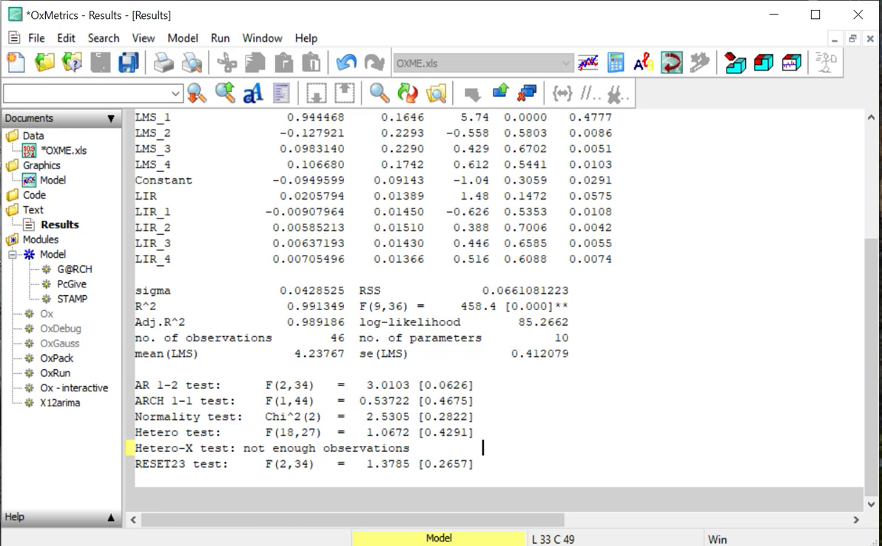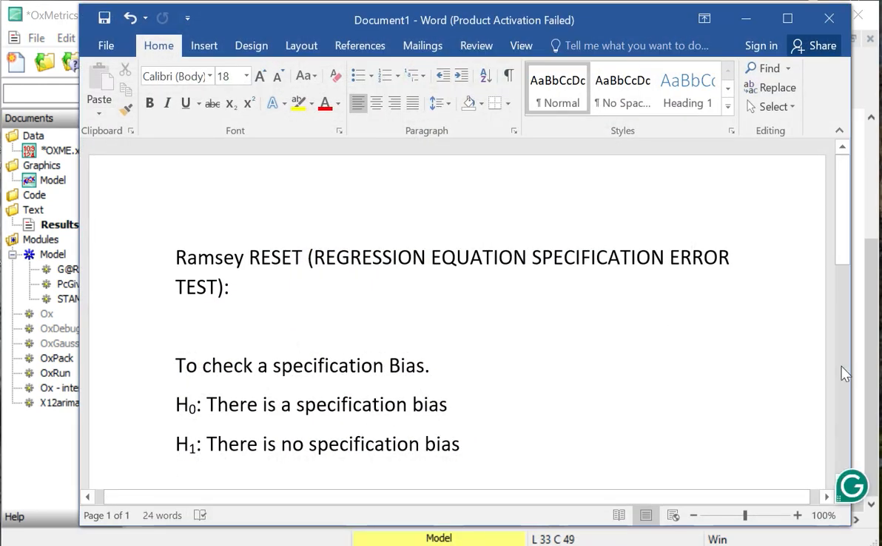The RESET test: basically it is the Ramsey RESET test. I will show you what the Ramsey RESET test is. This is your Ramsey RESET. RESET means regression equation specification error test. This is used to check specification bias, and its null and alternate are set in this way.